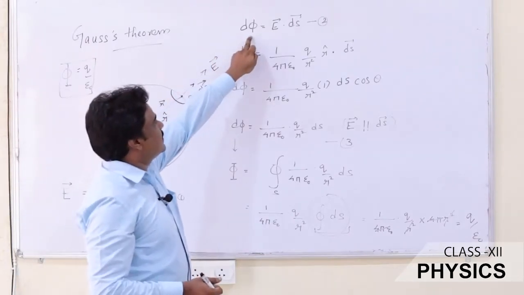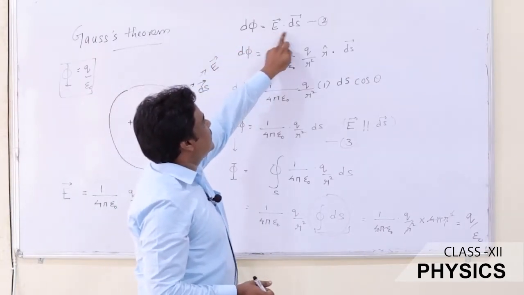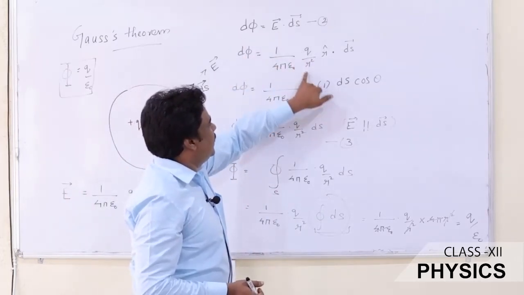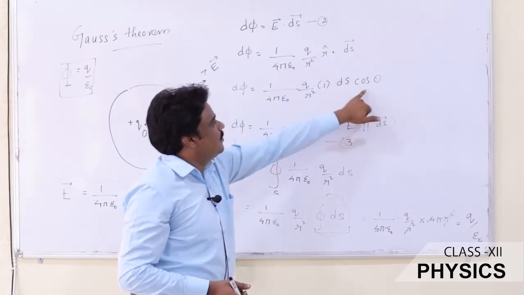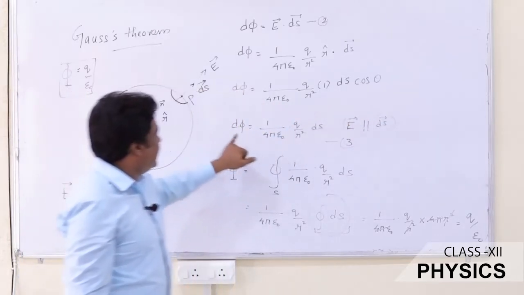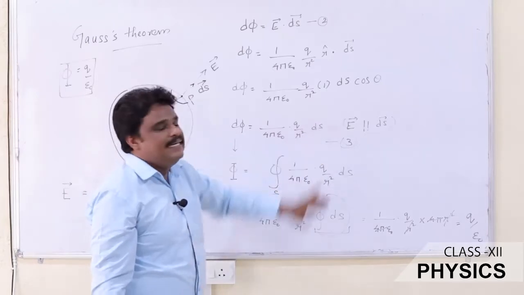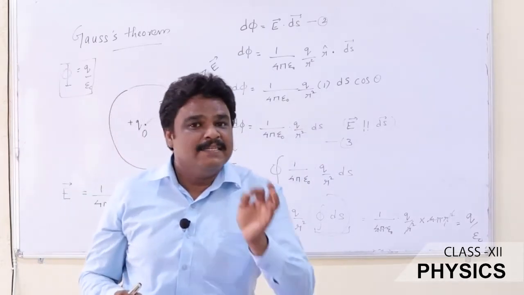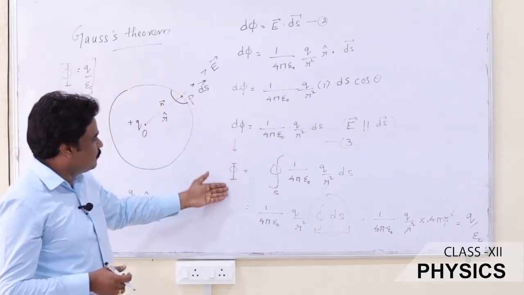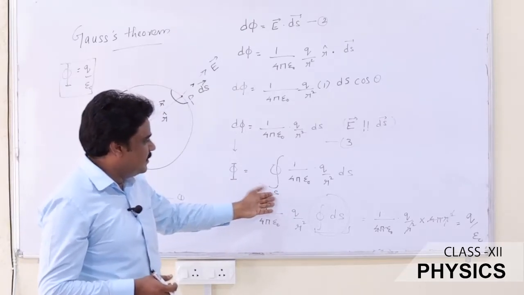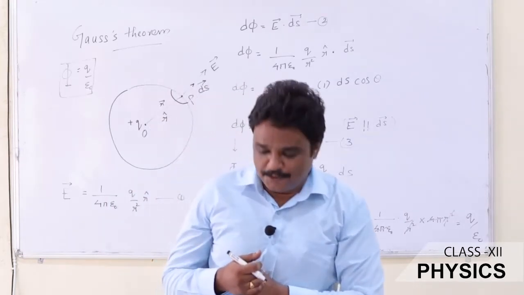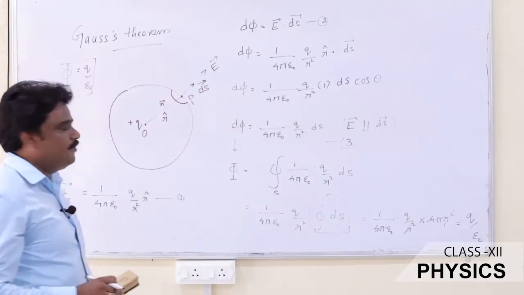The small flux linked with the small area is d phi equal to E vector dot ds vector. Now put equations 1 and 2: d phi is 1 by 4 pi epsilon naught q by r square r cap dot ds. Removing the dot, cos theta comes. Since E and ds are parallel, theta is 0. So ultimately d phi is 1 by 4 pi epsilon naught q by r square ds. This is the small flux linked with the small area. But my aim is to get the total flux through the sphere, so I integrate it. D phi becomes phi, with a surface integration over the entire sphere. The integral of ds comes to be 4 pi r square, and after simplification, phi comes to be q by epsilon naught. And this is the proof of Gauss theorem.